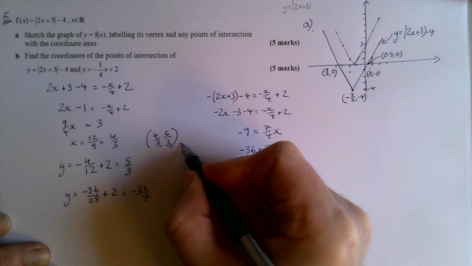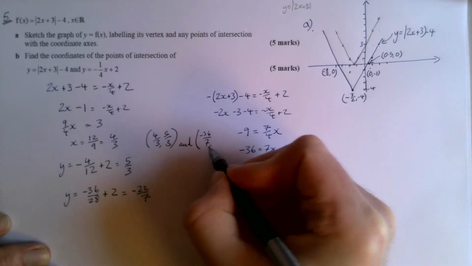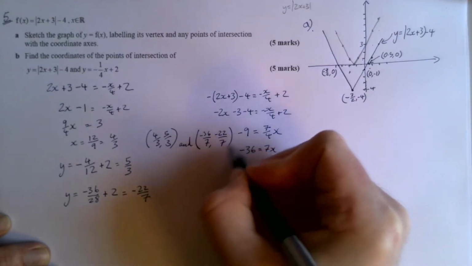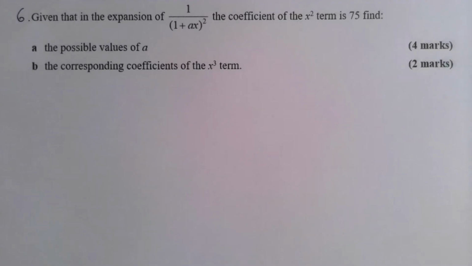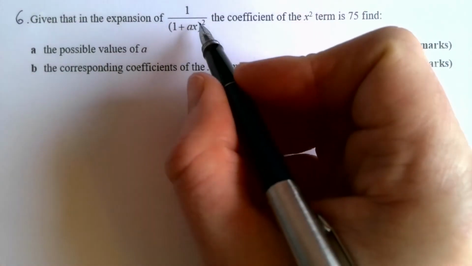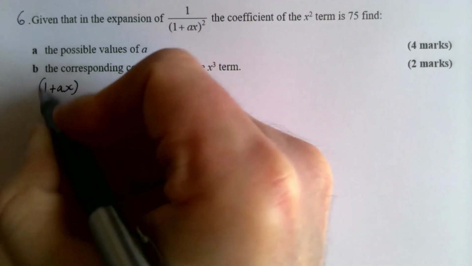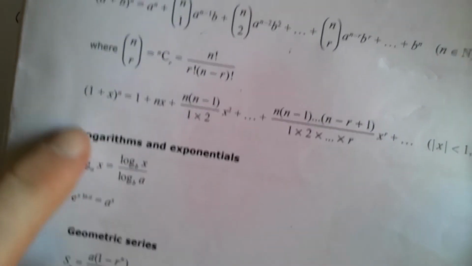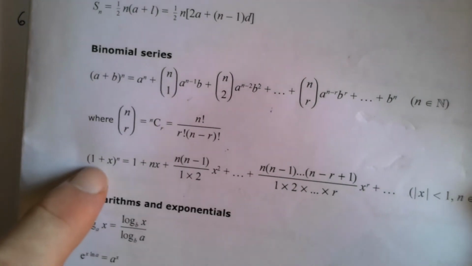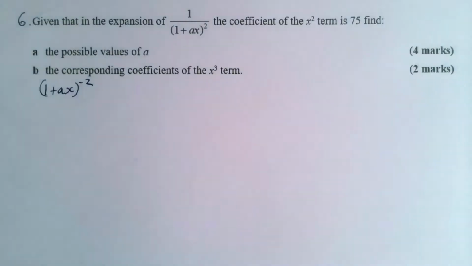So our other solution is going to be negative 36 over 7, negative 22 over 7. And that's finally done. So question 6 is quite a nice one, really. First thing to do is rewrite that as 1 plus ax to the power of negative 2. And then you just want to get your formula booklet, and here is in the binomial series, we're just using that part there.